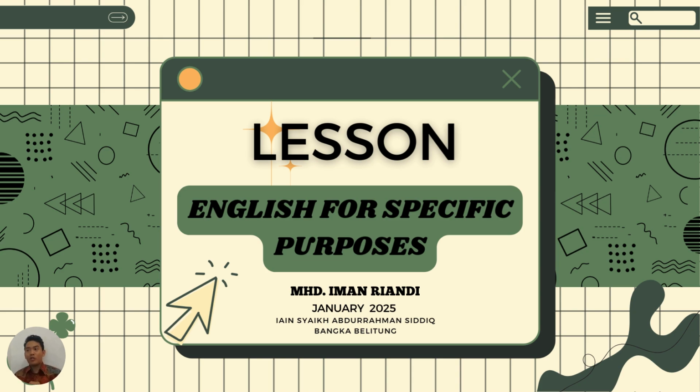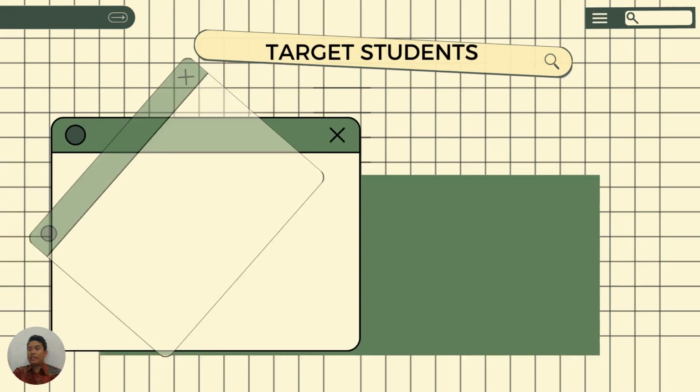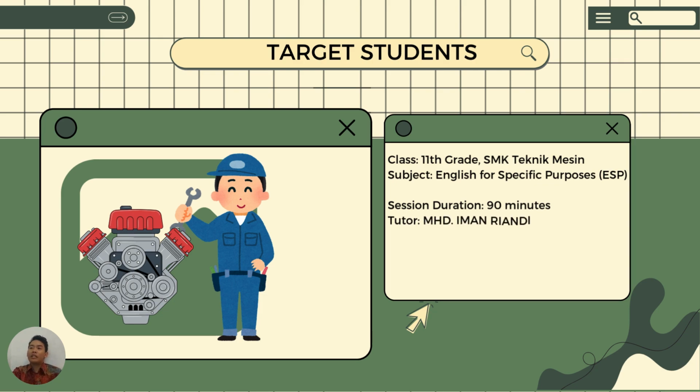In this video, I'm going to share lesson plans for English for specific purposes. There are four lesson plans, each focusing on one specific skill: reading, listening, speaking, and writing. These lesson plans are designed for 11th grade vocational high school students majoring in mechanical engineering. The purpose is to prepare them for an internship in a foreign automotive factory where English is commonly used. Each lesson plan is for a single session with a duration of 90 minutes.